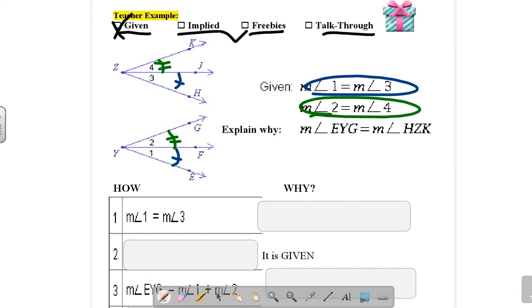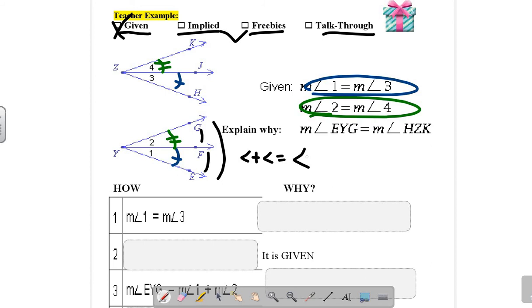Implied and freebies usually go together. What's implied is that little angle plus little angle equals big angle, right? So just kind of make yourself a little note. Is that a true statement? Yeah. There's no bisectors there, but you can at least say that. So that's an example of what I would consider a freebie. It's a true statement, but it's not in the given.